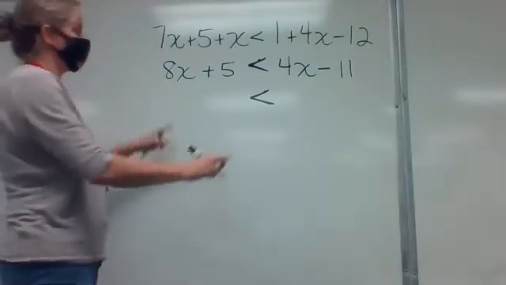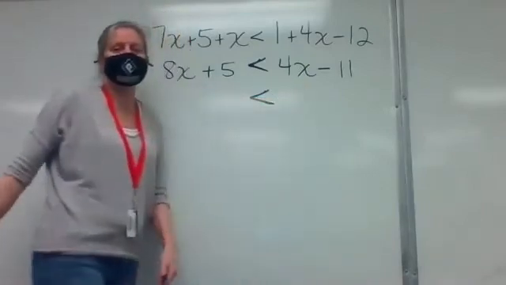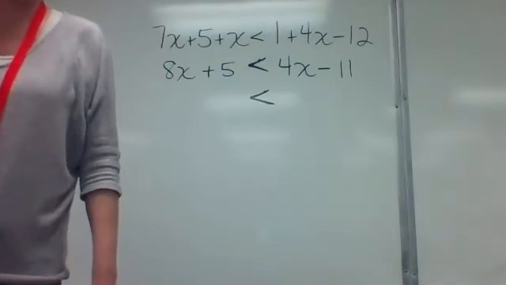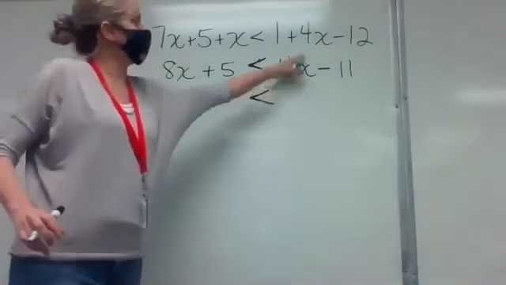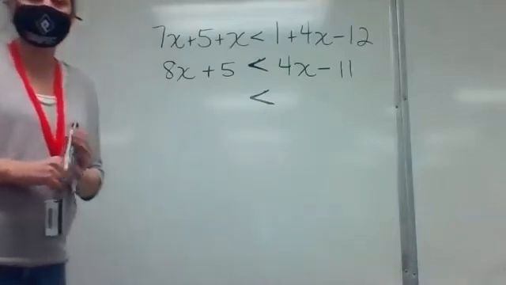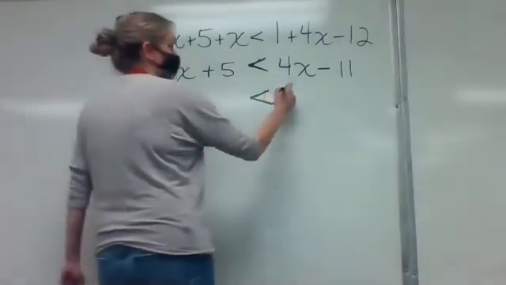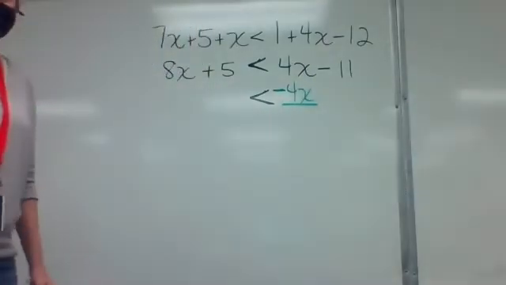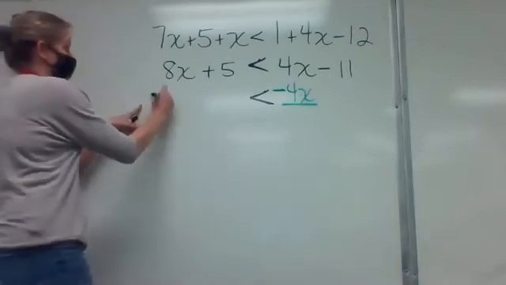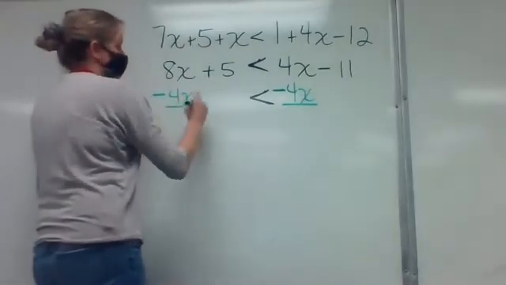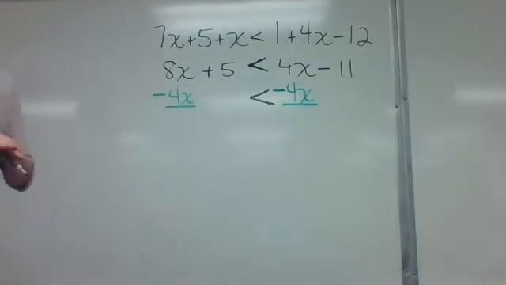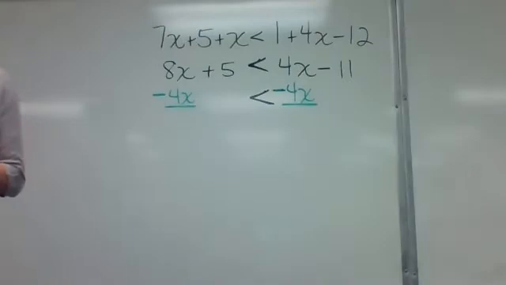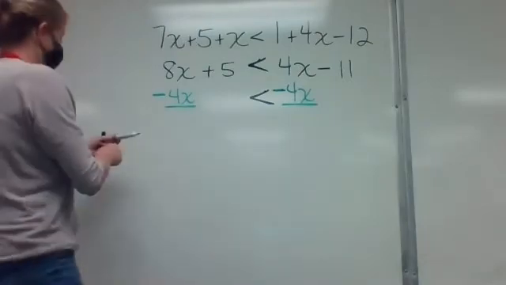Now I'm to the point where I say, okay, I've got x's on both sides. I'm going to cancel this 4x out, so I'm just going to subtract it off. If I do it to that side, I have to do it to this side. Now I'm subtracting. You don't ever switch your symbol around unless you divide by a negative, which I have not had to do yet.